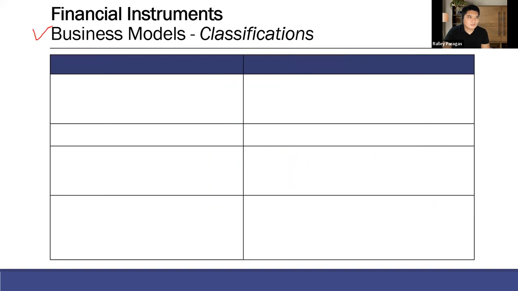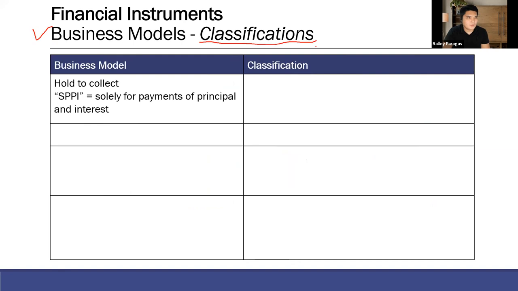Okay, so for example, number one, kapag ang business model ng company, if he or she purchased the security with the intention to hold it to collect principal and interest. In the standard, it is being coined as SPPI, solely for payments of principal and interest. So kapag ganyan yung intention ng company, definitely the classification for that debt instrument would be amortized cost. Okay, debt instrument lang yan, ha, kasi pagdating naman sa equity instruments, wala ka namang collection for principal and interest. So amortized cost yung classification natin dyan if it is hold to collect.